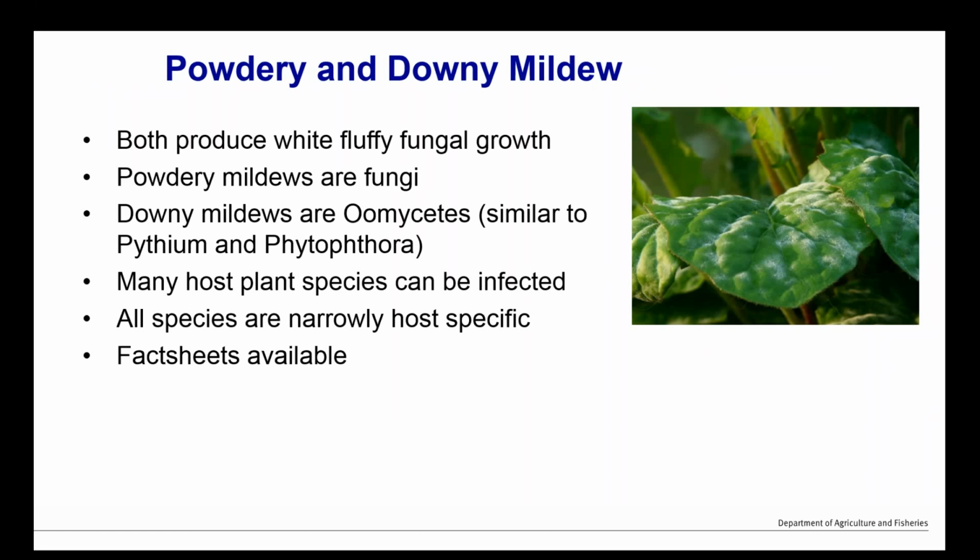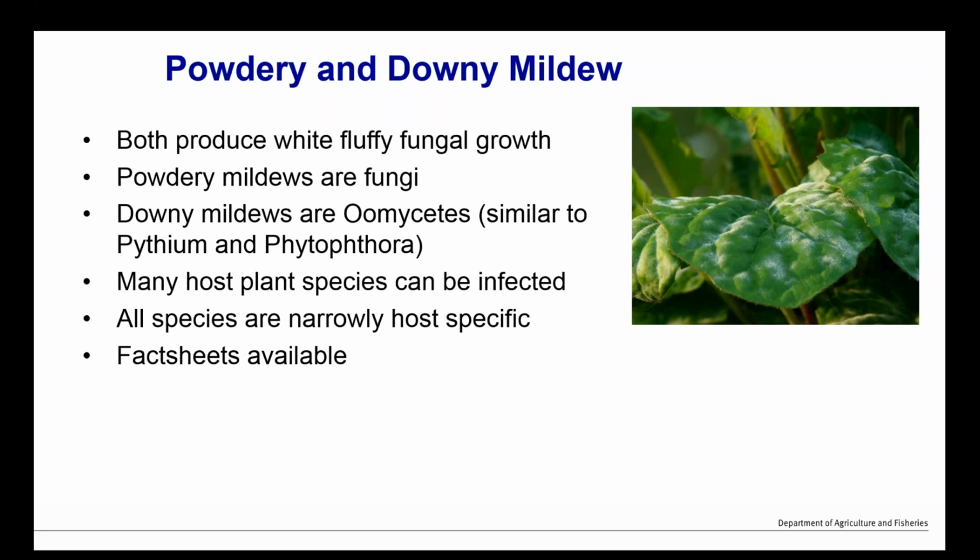Okay, so we'll move on to powdery and downy mildew. They're a little bit different from the fungal leaf spots that we had previously spoken about. Powdery mildew is an actual fungus, but downy mildew isn't, strictly speaking, a fungus. It's an oomycete, which is in the same group as Pythium and Phytophthora. These are not true fungi. They've been put in a separate group because they have that motile swimming spore. So they are fungal-like, but they're not, strictly speaking, a fungus.